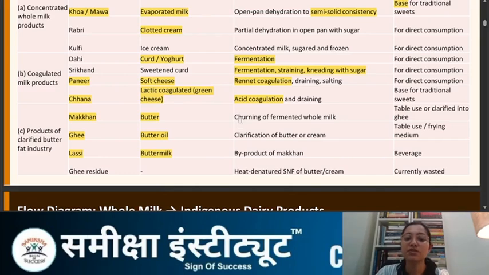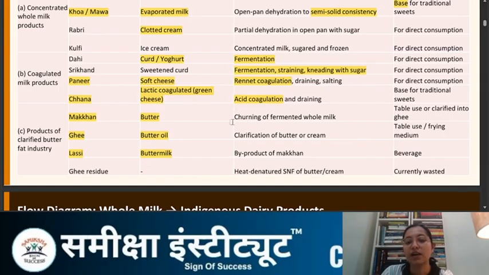So how is it produced? By churning of fermented whole milk. When the whole milk is first fermented, thereafter it is churned and the makhan, or the butter, will separate. Then when the butter is clarified, it will be allowed to precipitate and clarify, and it will produce ghee. After churning, what will separate out as a byproduct from the makhan? That will be buttermilk, or lassi.